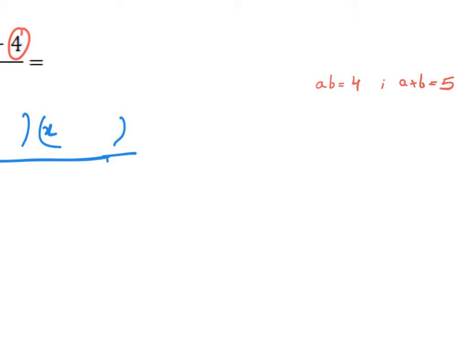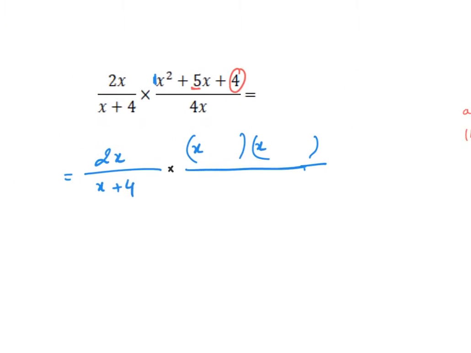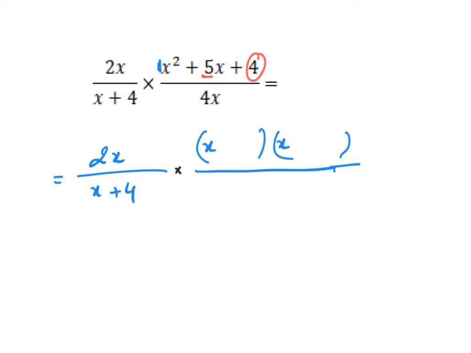And clearly it's going to be 1 and 4, because 1 times 4 is 4, and 1 plus 4 is 5. So it's going to be x plus 4 and x plus 1, because 4 times 1 is 4, and 4 plus 1 is 5, divided by 4x. Well, now I think we can simplify. We have something to simplify here, right? So x with x will be gone.